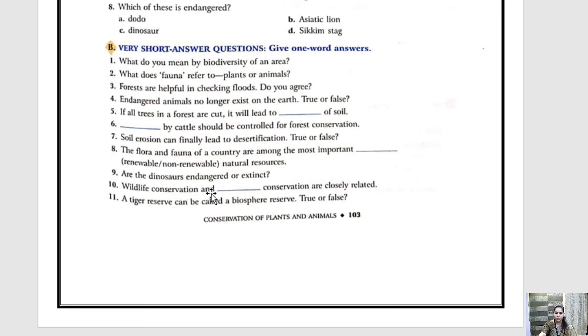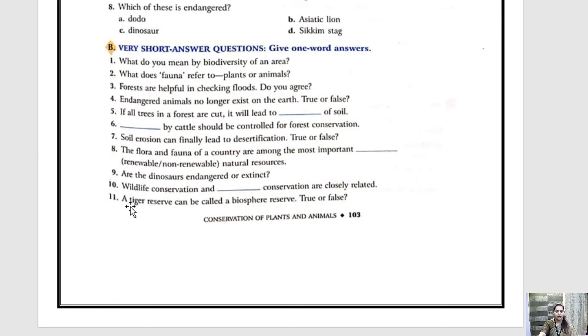Question number 9. Are the dinosaurs endangered or extinct? So are you seeing dinosaurs around yourself nowadays? No. No species of dinosaur is present on earth today. Alright. So are they endangered or extinct? They are extinct. Alright. So dinosaurs are extinct. Similarly, dodo is also extinct. Similarly, Sikkim stag is also extinct. So no species of these animals can be found on earth. So the answer for 9th is extinct.